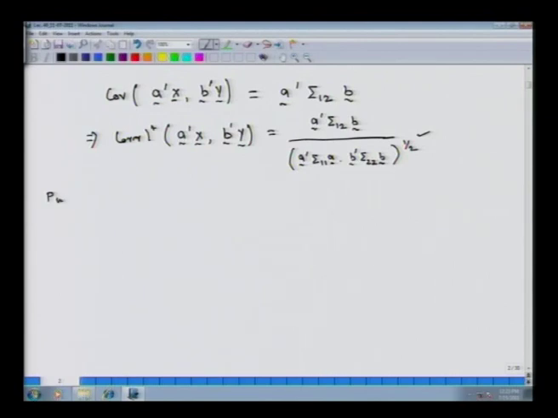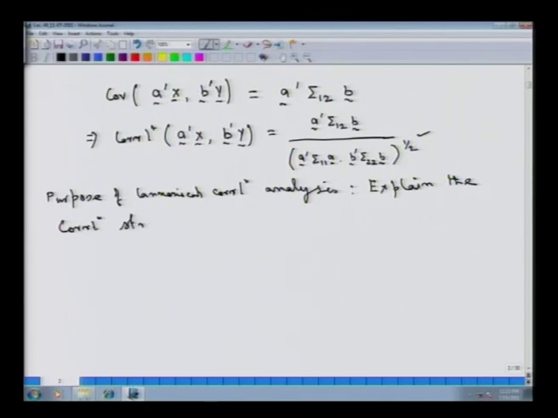So, the purpose of canonical correlation analysis is to explain the correlation structure between this x vector and y vector in terms of a few linear combinations.